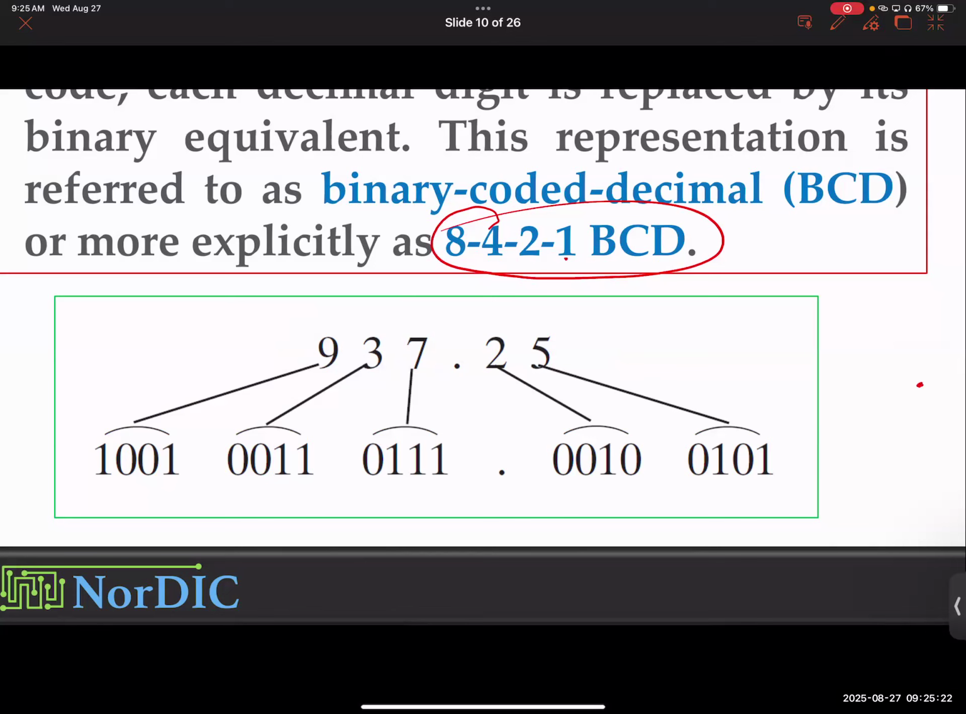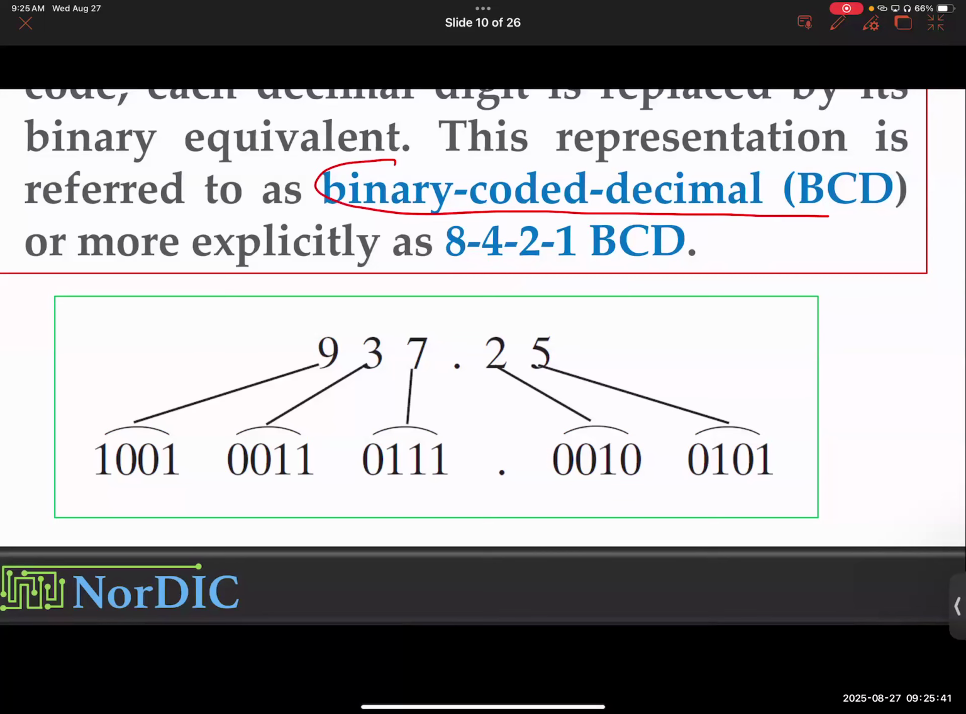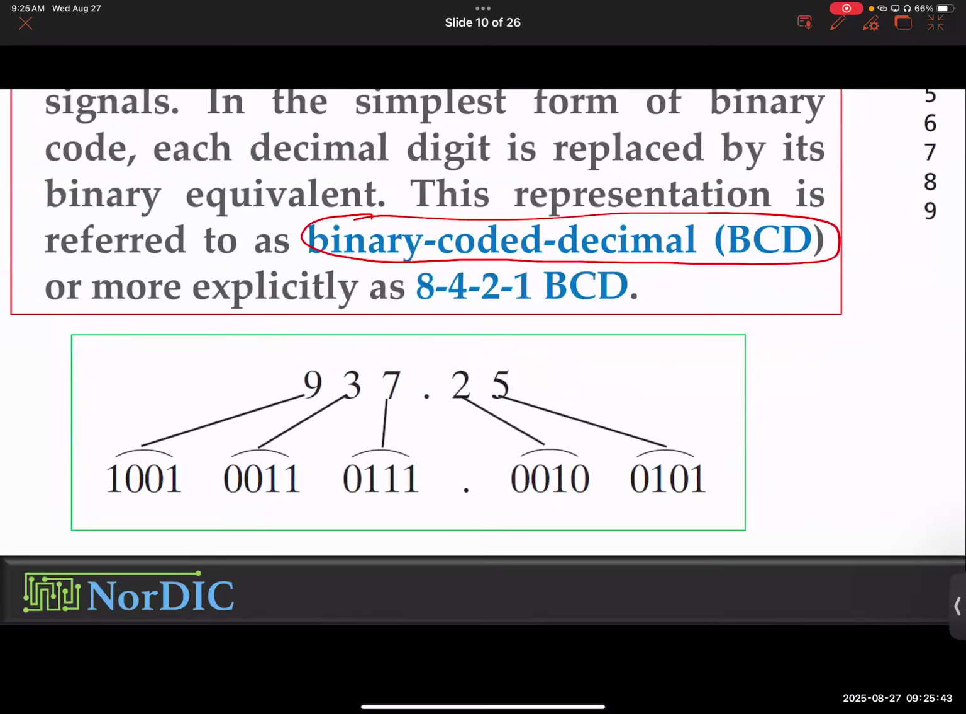Why 8421? Notice 1 represents 2 power 0, 2 represents 2 power 1, 4 represents 2 power 2, and 8 represents 2 power 3. So basically, if I were to convert a decimal to binary, remember that we had to use the base power position, right? And that's what it represents. But I think this is the most widely used term, BCD, binary coded decimal.